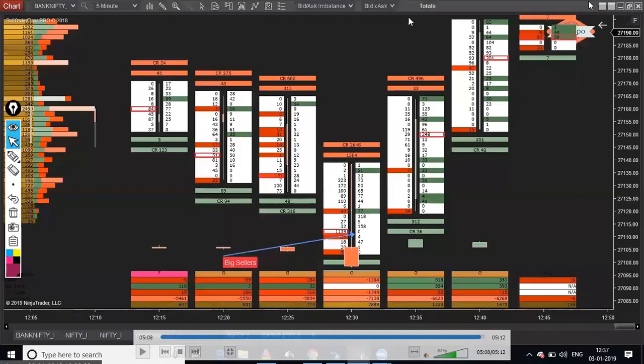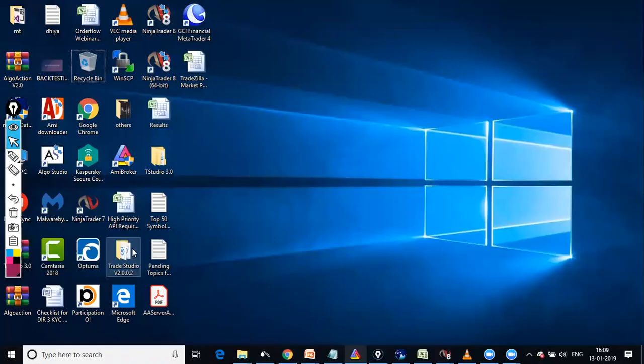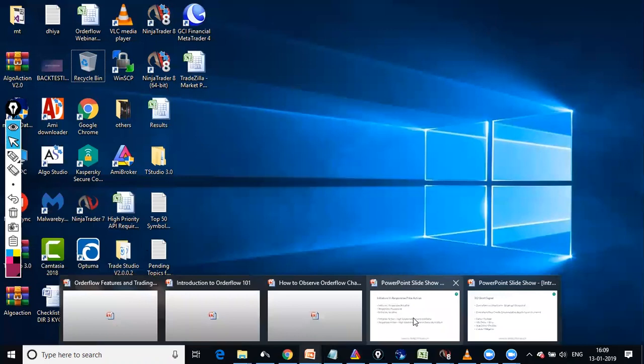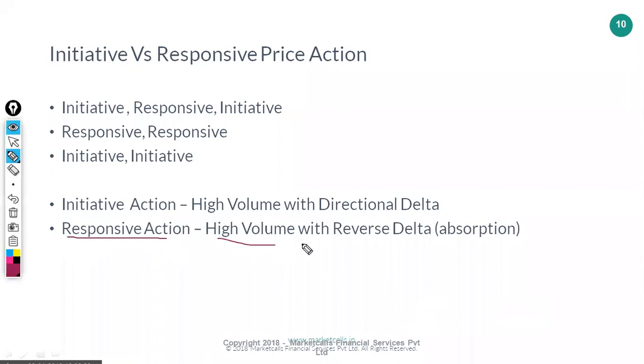Okay, coming back. Whatever we see in there is nothing but a responsive auction. The responsive auction is where a high volume with high reversal delta happened. It's kind of an absorption. Initially, it is absorbed by the buyers and buyers take control. But later, those levels are most likely to be revisited if it's happening at the day's low.